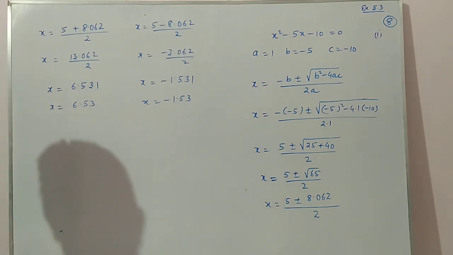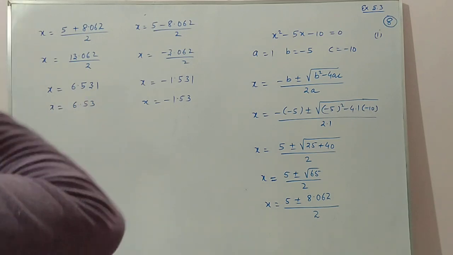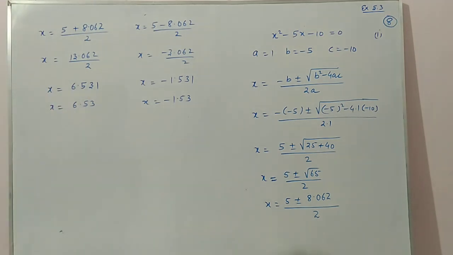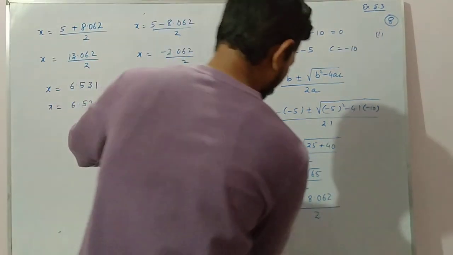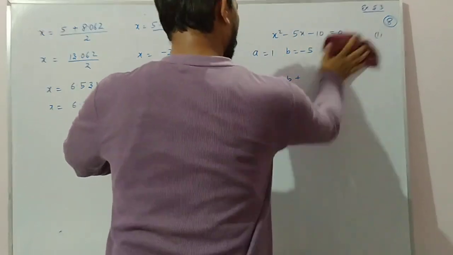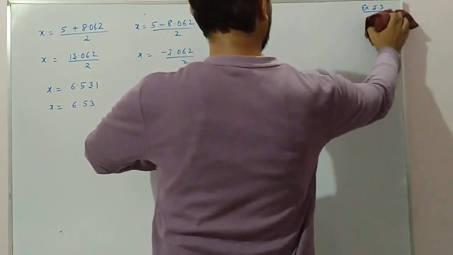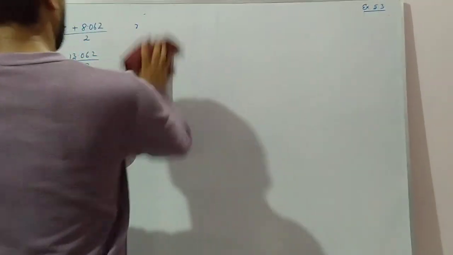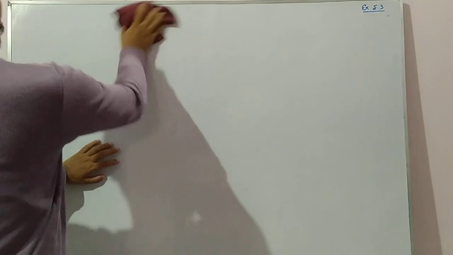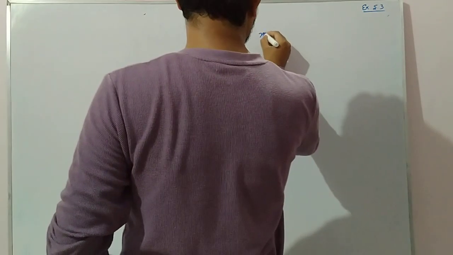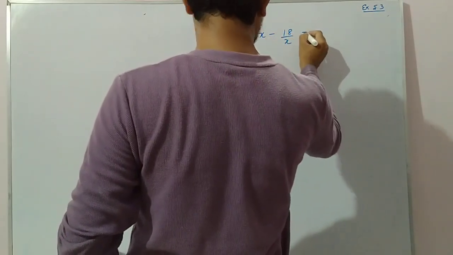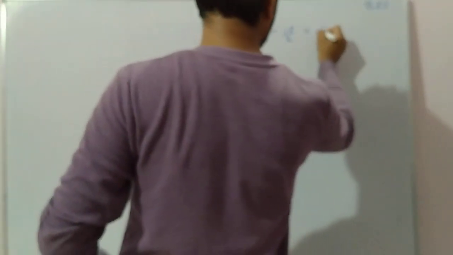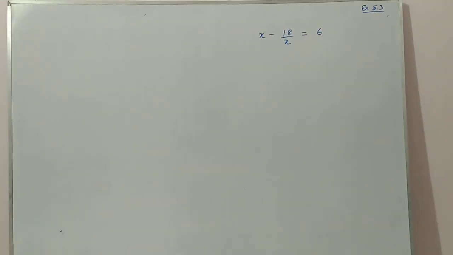Related to this, one more sum we will do on significant figures. Question number 10. Question 9 is similar to question number 8. Let's do question number 10, number 2. Here, in question number 10, number 2, it is given that x minus 18 by x equal to 6. We have to find the value of x correct to two significant figures.